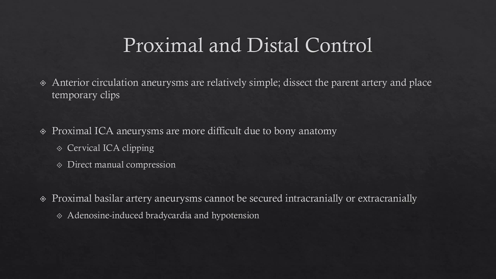Lastly, if proximal control cannot be secured through an intracranial or extracranial route, for example, in the case of aneurysms of the proximal basilar artery, adenosine-induced bradycardia and hypotension may prevent a catastrophic hemorrhage and provide enough proximal control to allow for effective dissection and clipping.